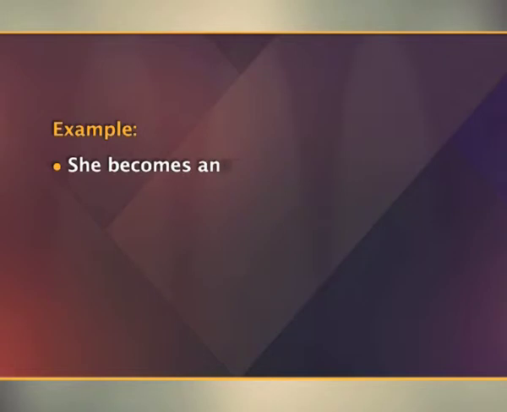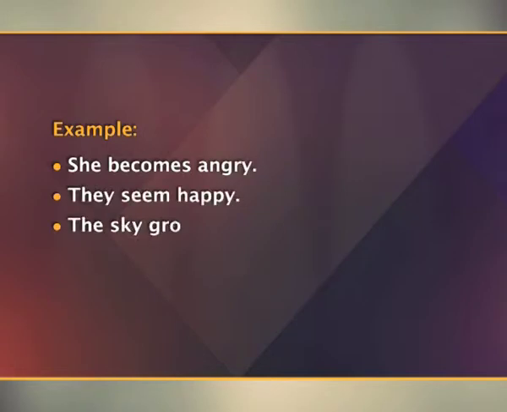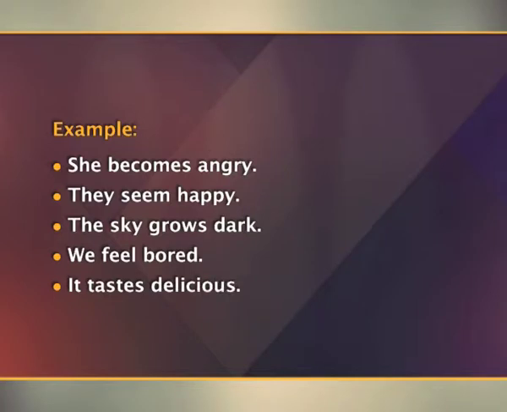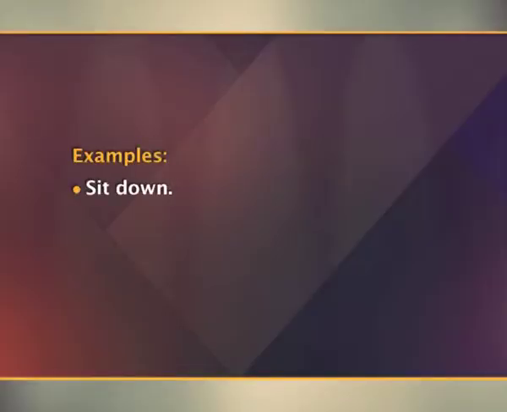There are many linking verbs as follows: appear, go, smell, feel, become, get, keep, stay, remain, seem, taste, look. Example, she becomes angry. They seem happy. The sky grows dark. We feel bored. It tastes delicious. Note, complement is a word, phrase or clause which is governed by a verb that completes the meaning of the predicate. Examples, sit down, stand up, hold on.